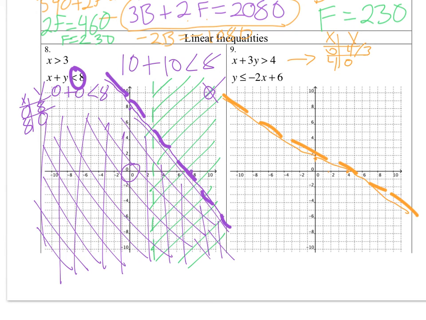And if I take a look at the sides of my graph, if I take the point 0, 0, that's my favorite point to plug in. I get 0 plus 0 is greater than 4. Not true, so I'm going to color in the upper side.